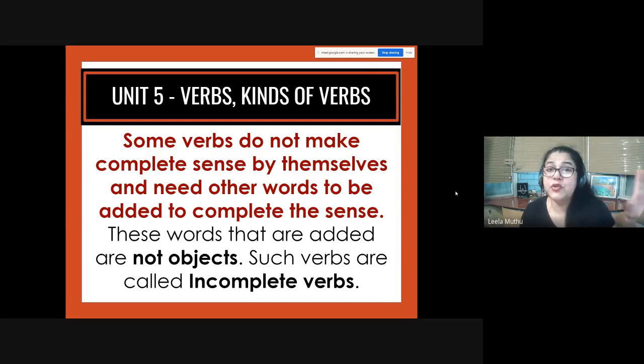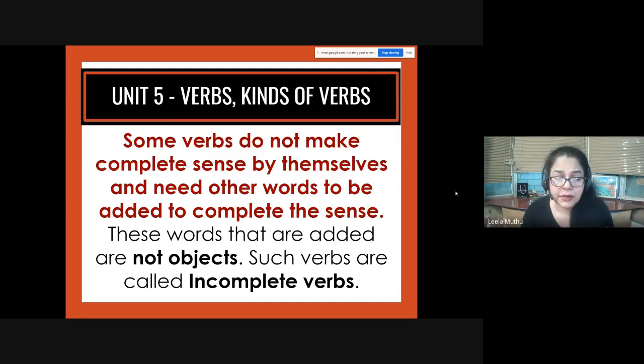Now, transitive, you know that the object has to be a noun or a pronoun which is added for the sentence to make complete sense. For example, the boy kicked. The boy kicked what? The ball. You have to add the word ball or something else for the sentence to make complete sense.